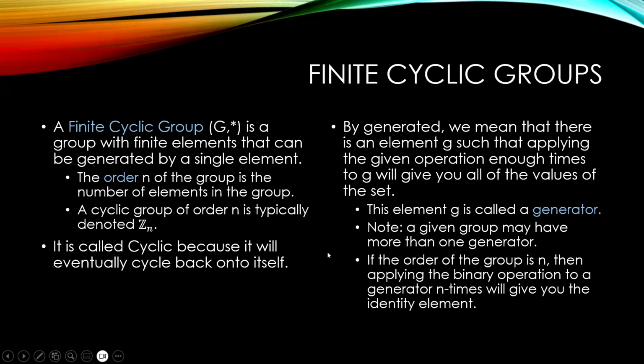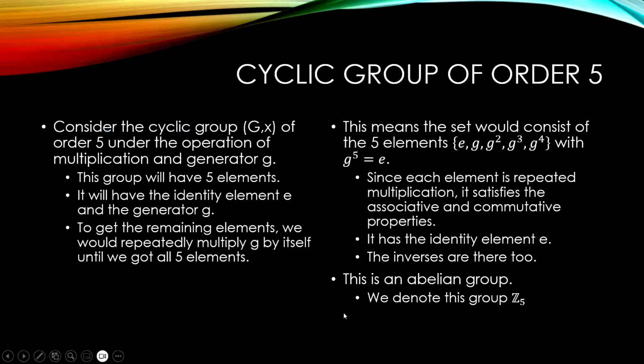It's called cyclic because it'll eventually cycle back onto itself. When we say that it is generated, what we mean is there's an element which, if we repeatedly apply that element over and over and over again, we are going to hit every single element in the group. This element G is called a generator. So note, a given group may have more than one generator. It's very common for groups to have multiple generators, which generate all of the elements. If the order of the group is n, then applying the binary operation to a generator n times will give you your identity element. Let's actually see what this looks like in an example.